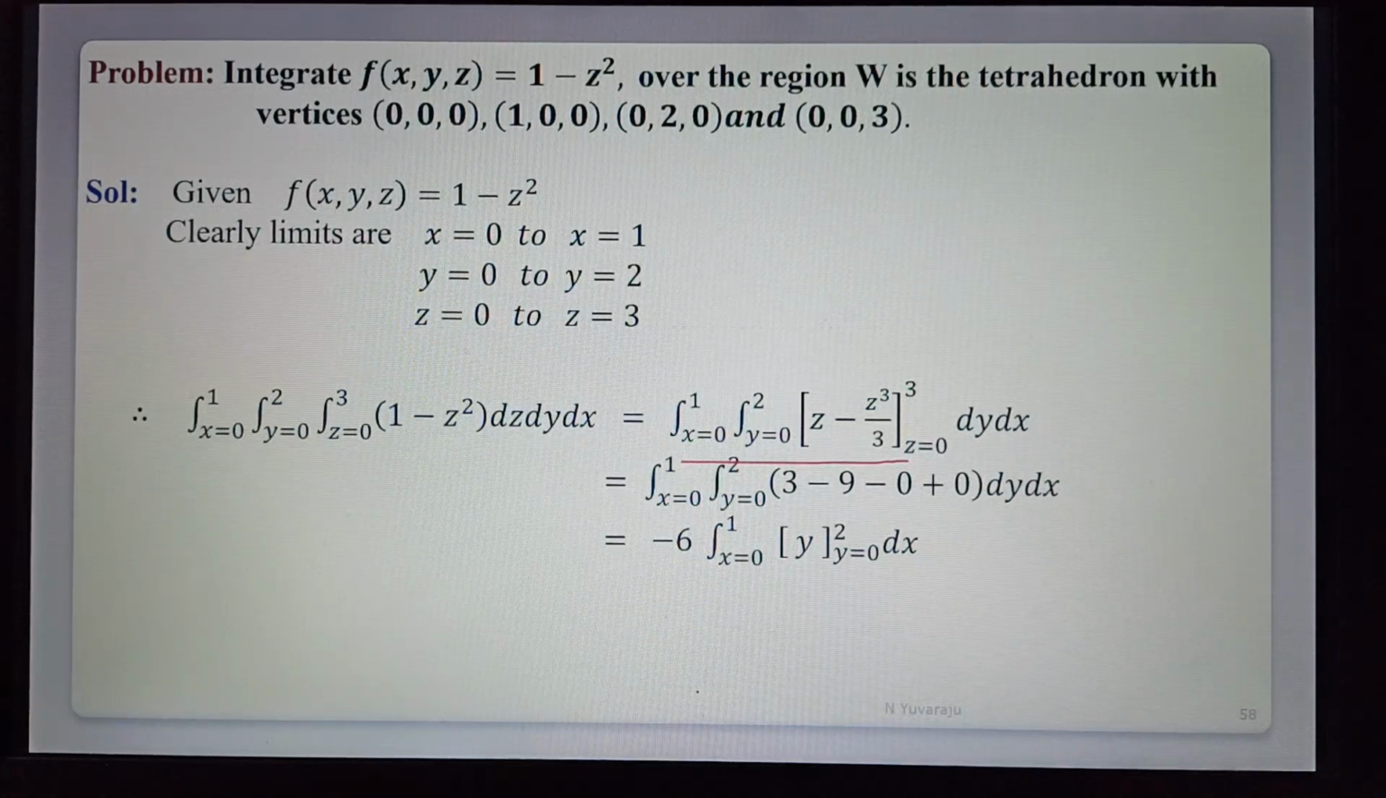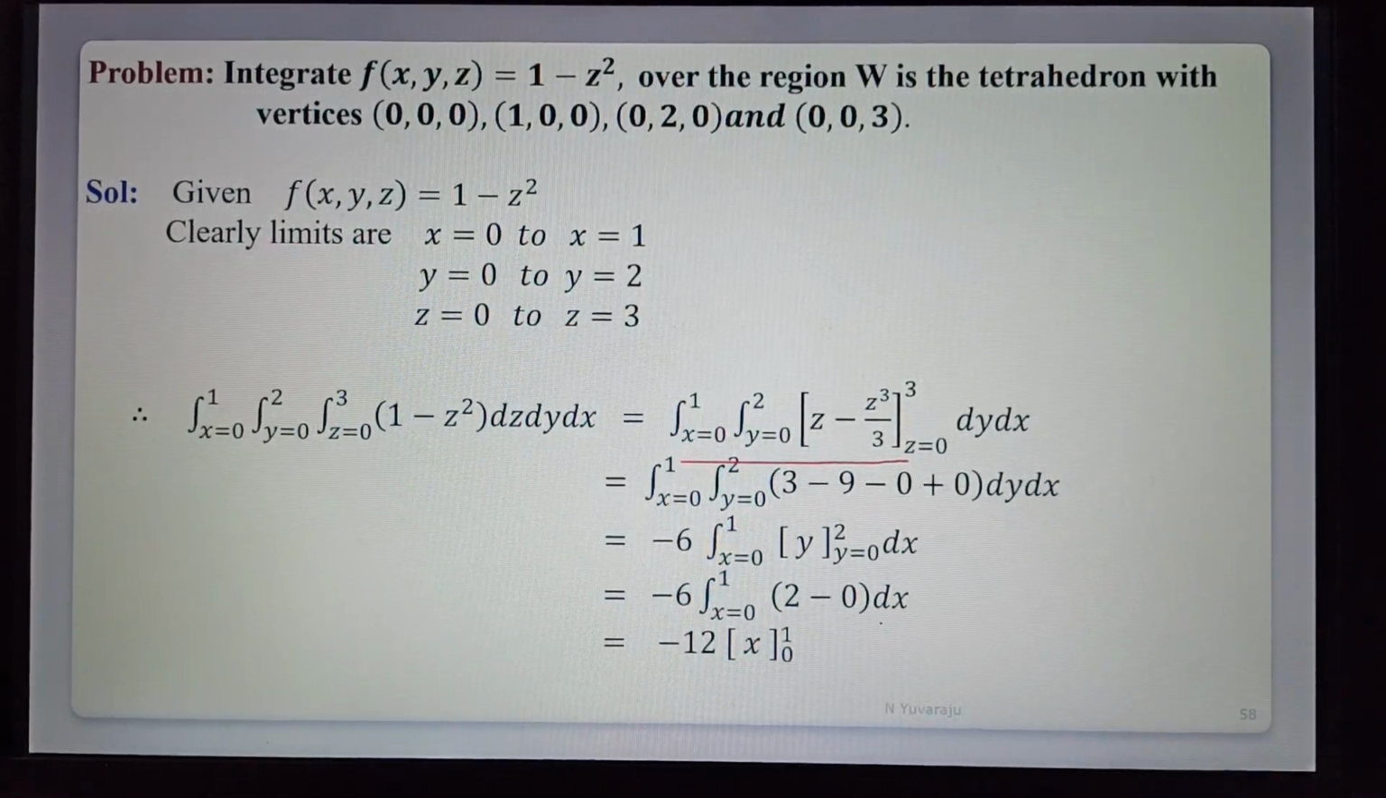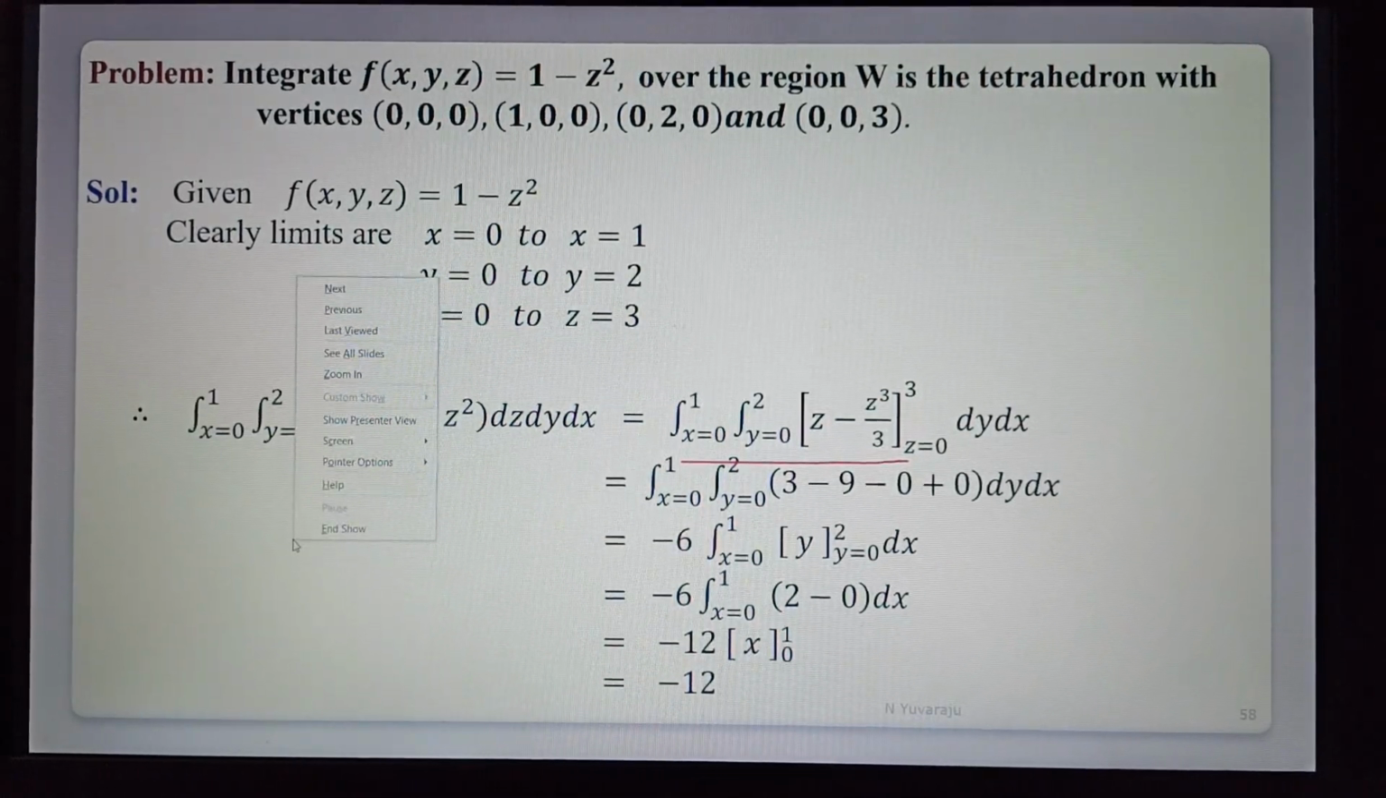Now with respect to y, so integration of 1 is y, limit 0 to 2, minus 6 into integration 0 to 1, 2 minus 0 into dx. So that is equal to 2 into minus 6, minus 12. So that is equal to here integration of 1 is x, limit 0 to 1, that is equal to the value minus 12. So this is the required value of the given integration.